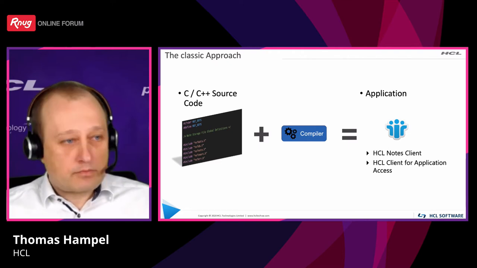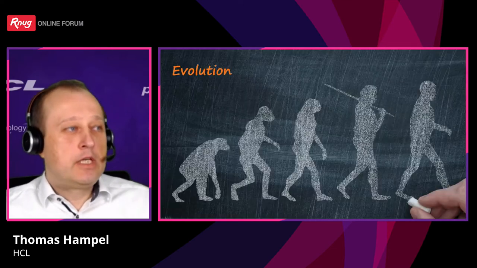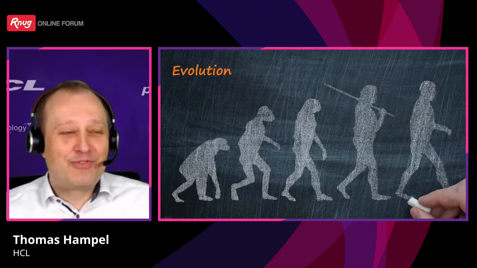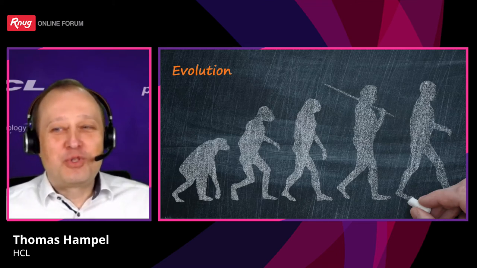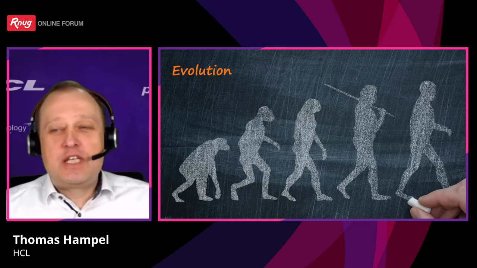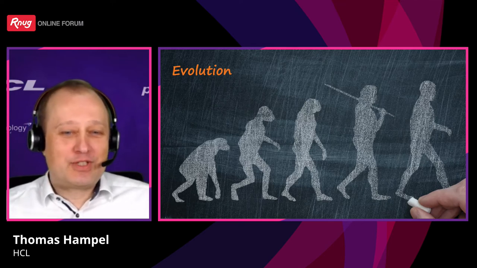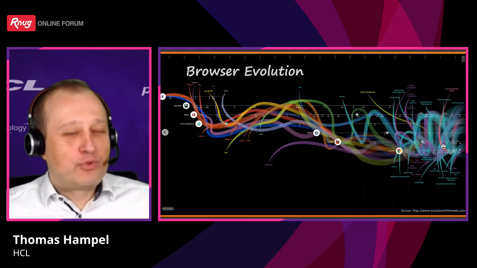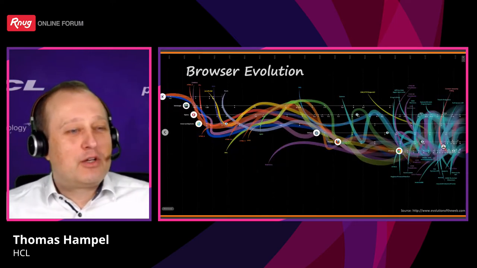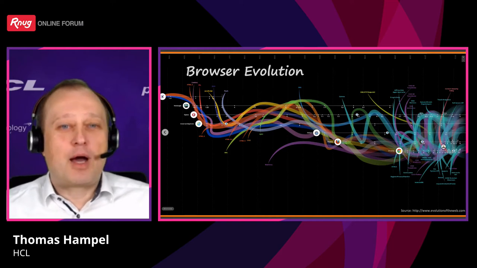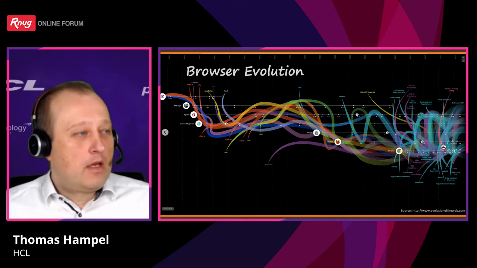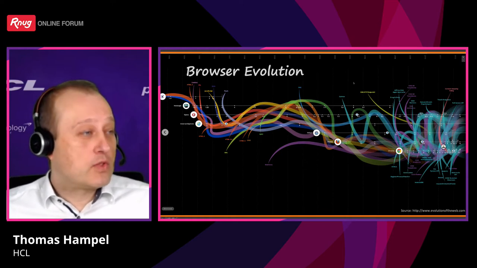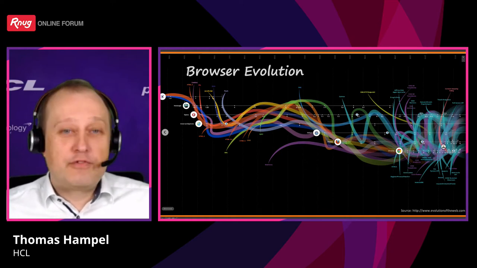And not only have we seen an evolution in human mankind from thousands of years ago to today, we also have seen evolution in the IT industry. I've brought this slide here showing you the evolution in the browser industry. If you are old enough, you may remember Netscape Navigator was one of the first browsers here on the left side.